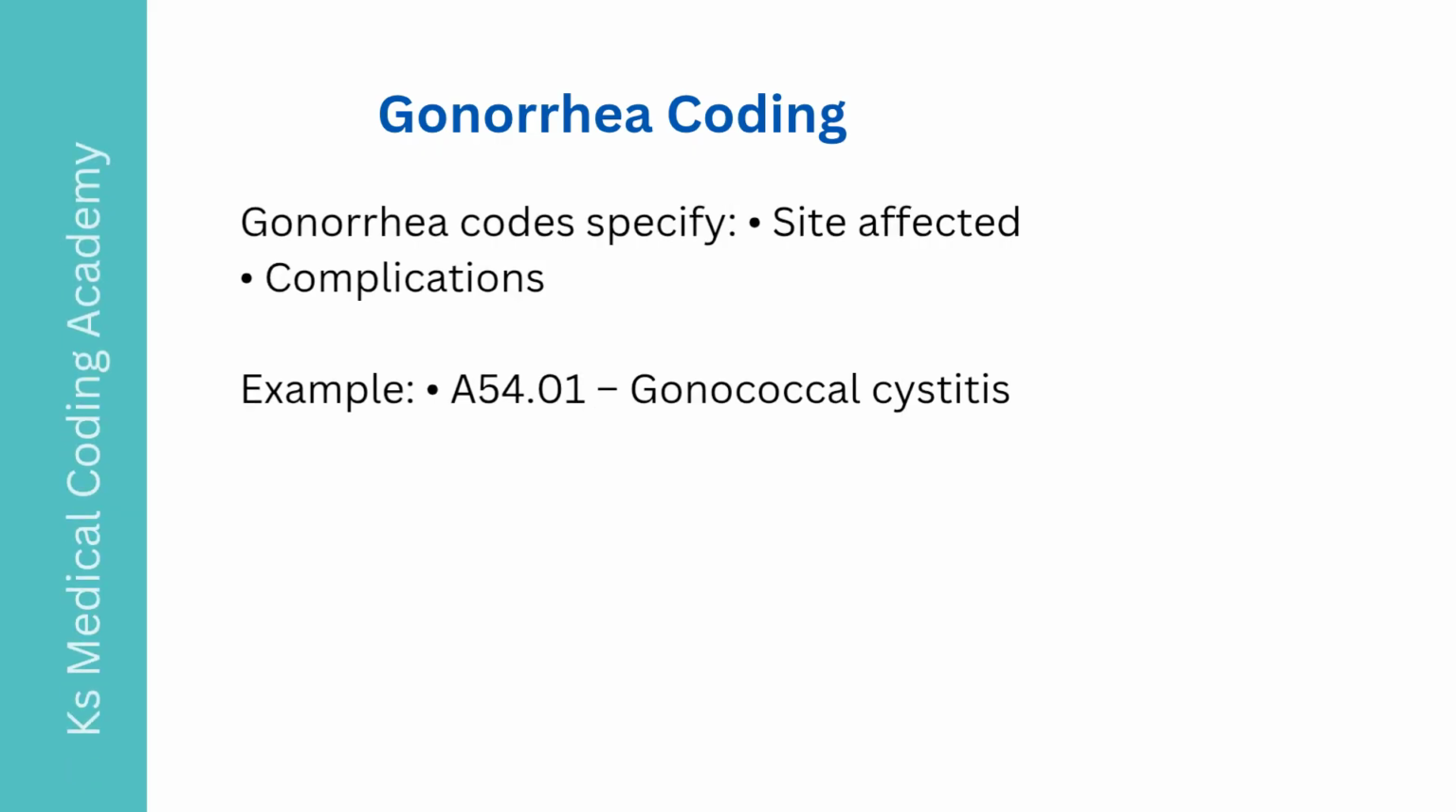Gonorrhea coding. Gonorrhea codes specify the site affected and any complications. For example, gonococcal cystitis is coded as A54.01. Always review documentation carefully for site-specific details.